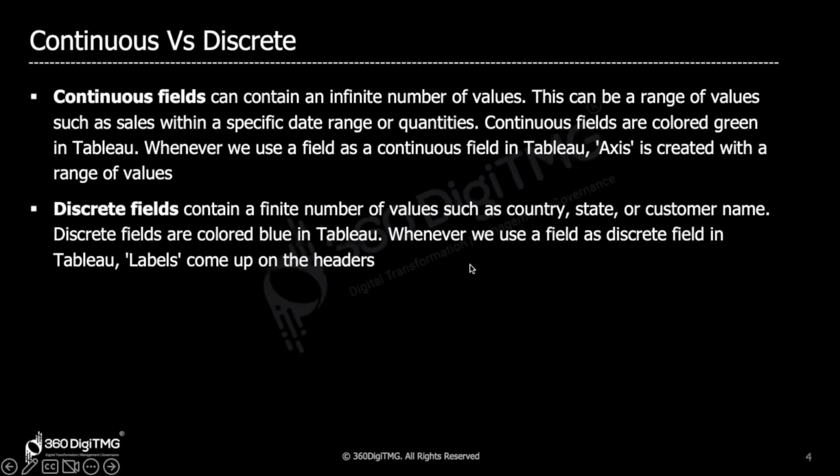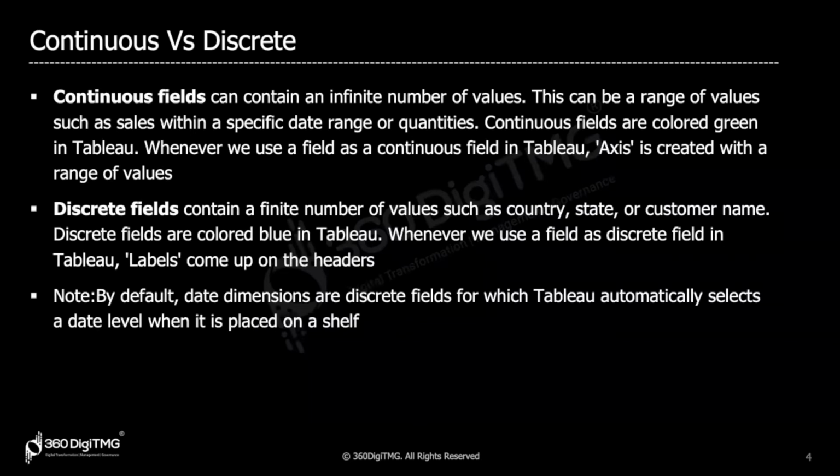This is something that we had already seen. We are doing a recap here. Continuous field is a field that contains a range of values, and that pill is indicated with a green color. And in the graph, visually, we get an axis while dealing with continuous data. Discrete field is something that has a distinct set of values in it. And if a field is discrete, the color of the pill will be blue. And if a field is discrete, then members from that field are displayed on the header and they are called field labels.